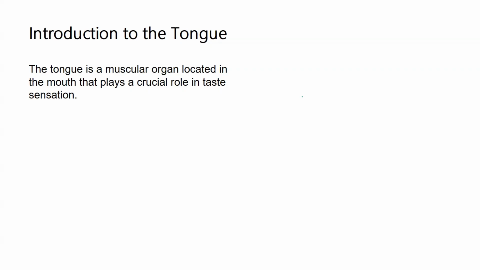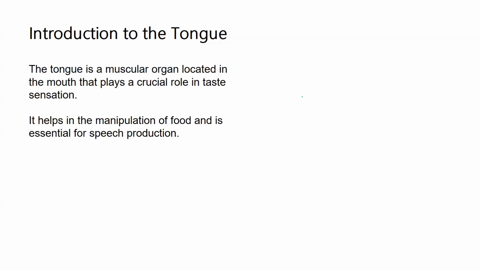So we are going to look at the different components of the tongue and how it plays a role in the sensation of taste. And very important, the tongue helps in the manipulation of foods and is essential for speech production. When we say manipulation of food, it is based on the tastes that we detect for a particular food, which help us to manipulate the kind of food that we are going to arrange for ourselves.